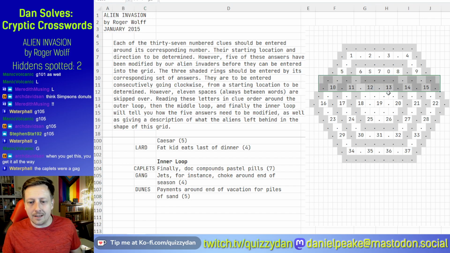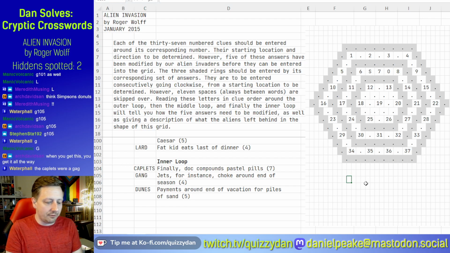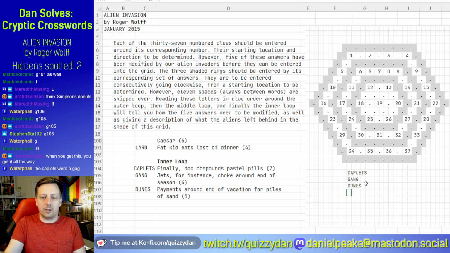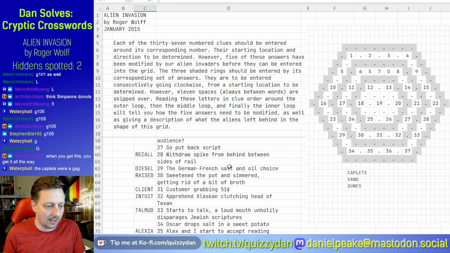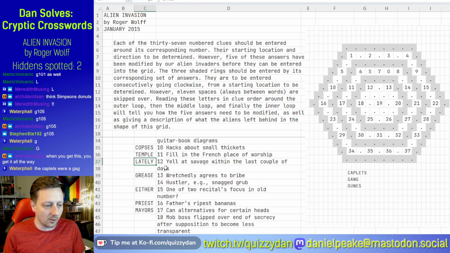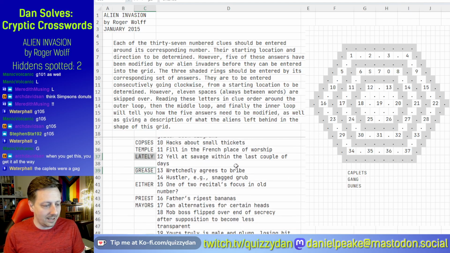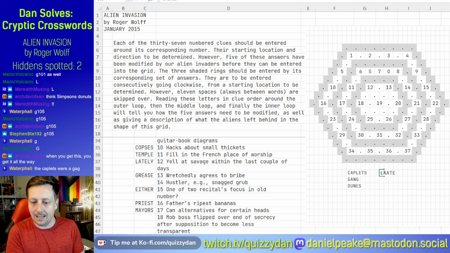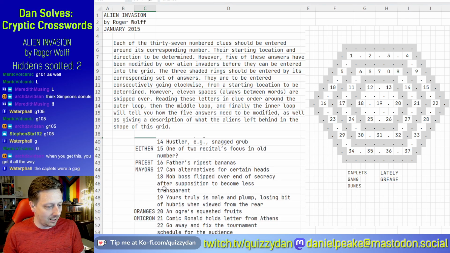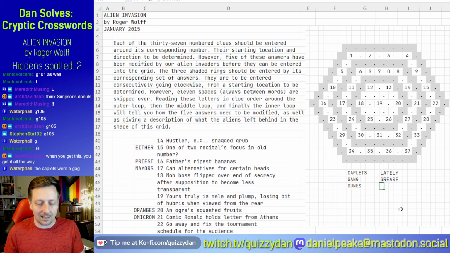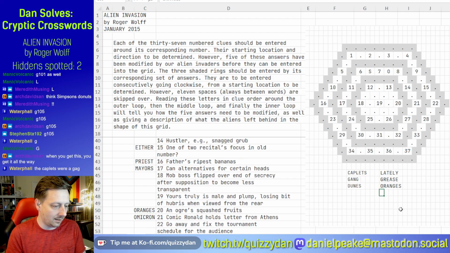Let's have a look at this inner bit, because we've only got 3 things that we need to deal with. Caplets, gang, and dunes, and we have everything. They're going to go in that order, and they go clockwise, and we can take a look at these ones here. So we've got lately, Greece. I better write these down, actually. That's 12 and 13, 18, 19, 20. We don't have 18 or 19, but we do have 20, and that's one of the funky ones, oranges.